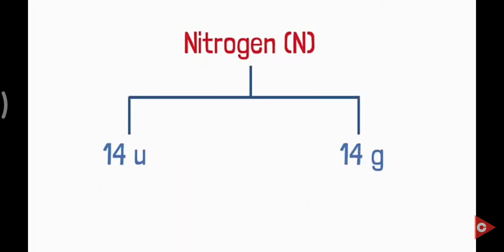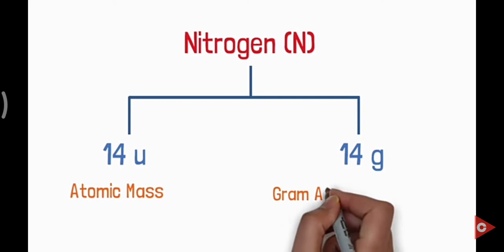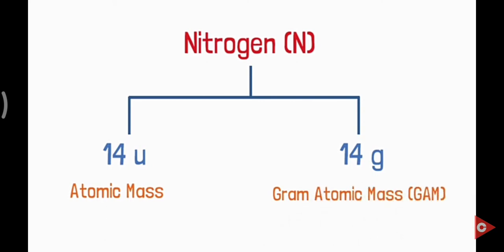Now let's consider an example of nitrogen. आपने देखा होगा कि हम नाइट्रोजन के मास को कभी-कभी 14 U लिखते हैं और कभी-कभी 14 ग्राम. So what is the difference between these two? So when we are writing 14 U, in that case we are talking about atomic mass, mass of one atom. And when we write 14 gram, then we are talking about gram atomic mass, 1 mole atoms का mass. So it is necessary to make distinction between these two.